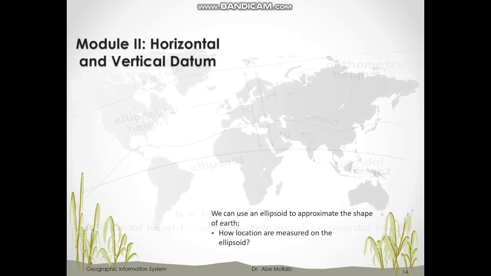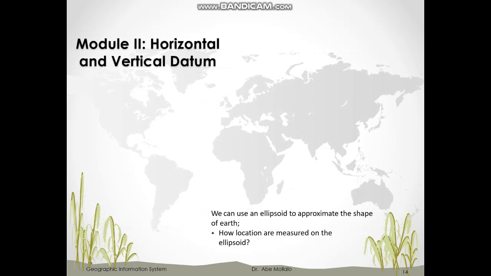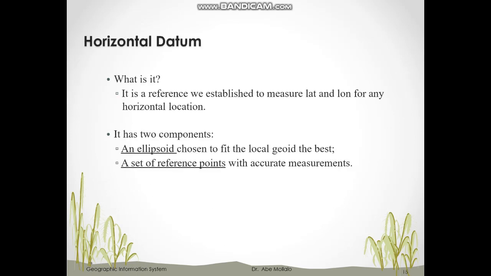So in the previous module, we talked about the ellipsoid that is used to approximate the shape of the real Earth. The question is how to measure location on the ellipsoid. As I said, latitude and longitude are measured on the ellipsoid, but how? The answer is using horizontal and vertical datum. What are they?